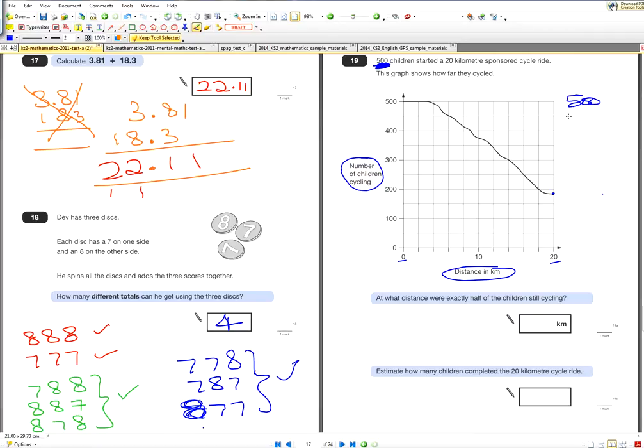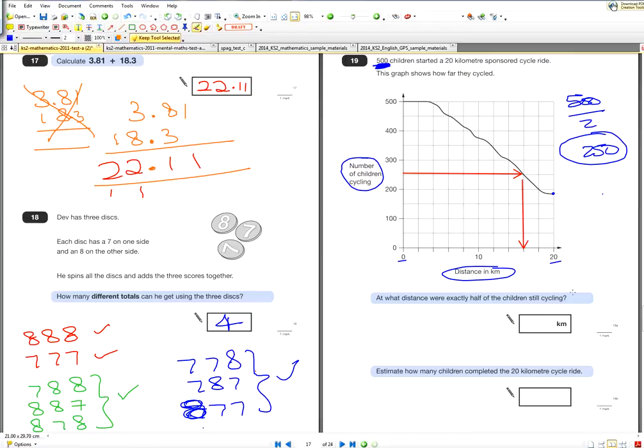500. Okay, let's do 500 divided by 2. What's 500 divided by 2? 250. Excellent. So we have to say, at what distance were half of them still cycling? So we have to work out 250. So let's get a line. Where's 250? Here. So we go across, and we hit the graph, and then we go down. Okay, can anybody tell me what that value is?